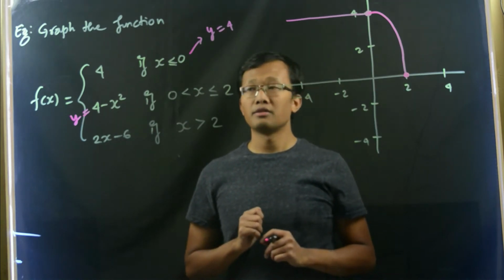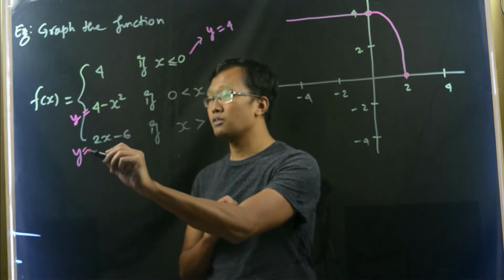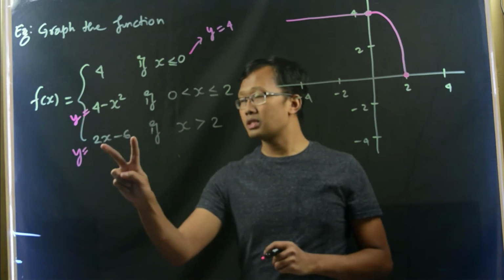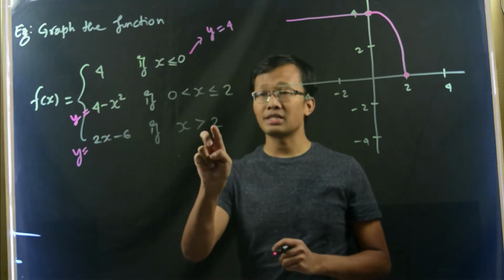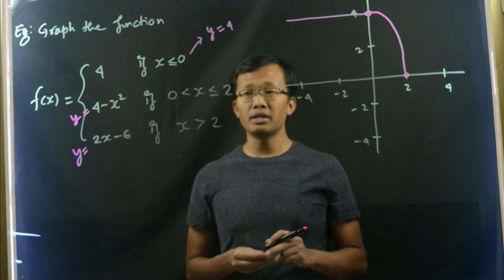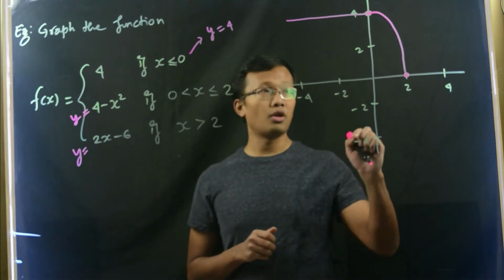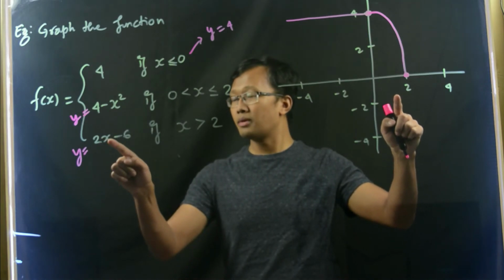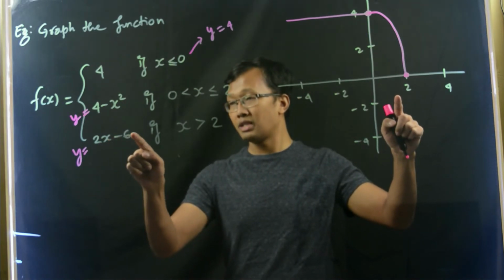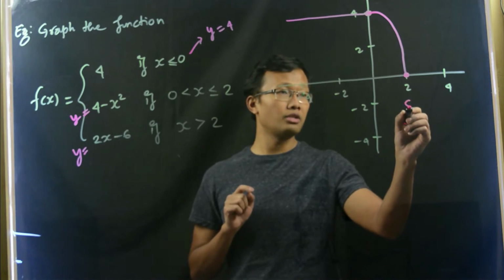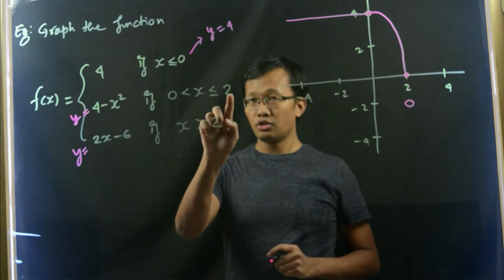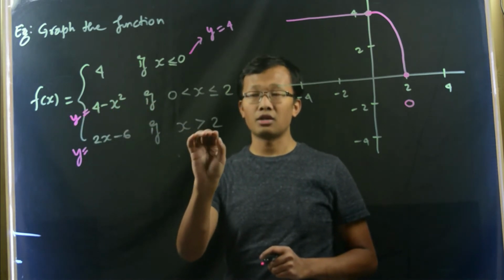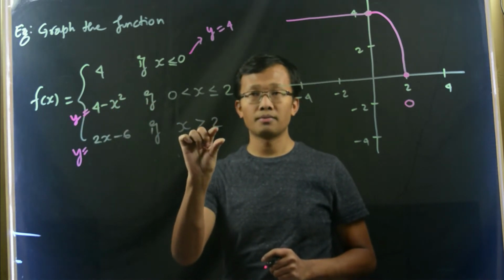Similarly, for the third one we have y equals 2x minus 6. This straight line is for x greater than 2. If you just plug in 2, you get 2 times 2 is 4, minus 6 is -2, but we don't include it here since 2 is already included in the second formula, and the third formula has x greater than 2.